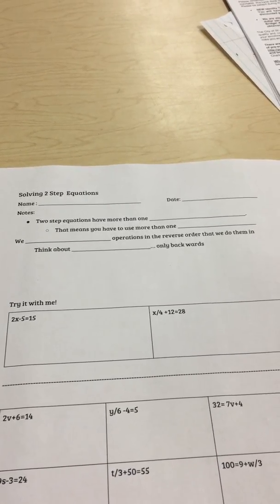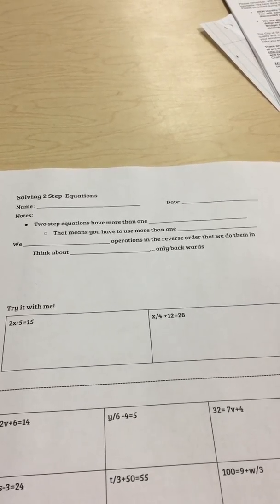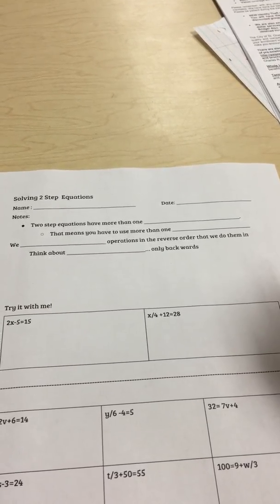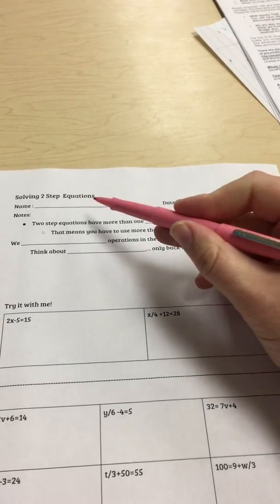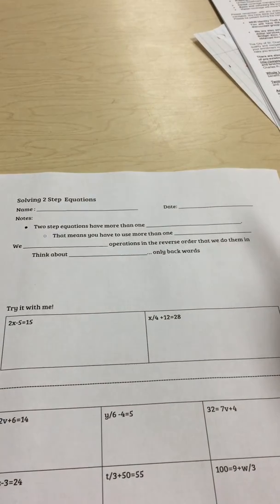All right, kiddos, I got some good news and I got some bad news. The good news is you've pretty much already started learning what we're going to do today. The bad news is it's a smidgen harder, but I know you can do it if you just stick with me. Today we're going to practice solving two-step equations. So go ahead and put your name and your date on your paper.